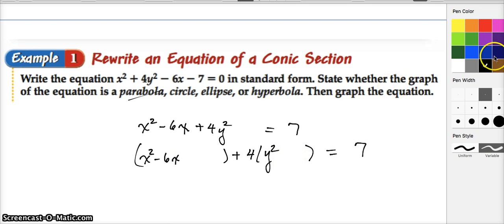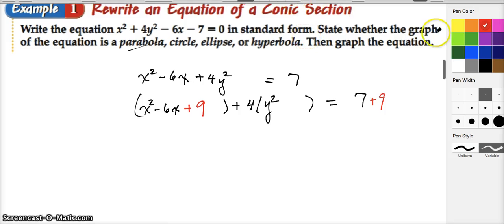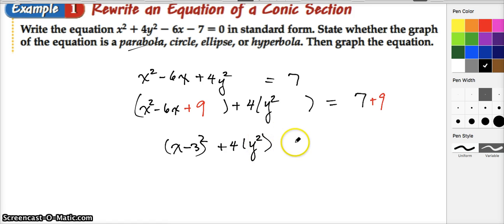I haven't changed the values yet, but now I'm going to add different things. What's going to complete the square here? Half of this, quantity squared, which is going to give me 9. What's going to complete the square here? Well, this is a completed square, so I don't have to do anything, but I'm going to leave that 4 outside for a reason. And so here, I literally only added 9 to both sides, right? Because there's nothing multiplying this parentheses. So when I write this in a simplified form, I end up with x minus 3 quantity squared plus 4 times y squared is equal to 16. The next thing I do is I divide everything by 16, right?